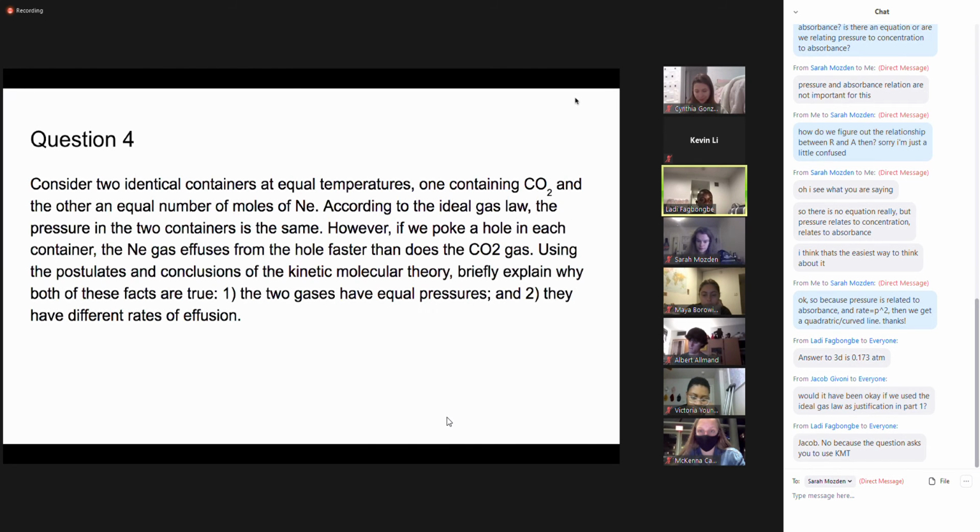Good job. So another way you could do it is to look at Graham's law of effusion. The rate of effusion is inversely proportional to the square root of the mass of the molecule. Another way of saying that is just heavy molecules effuse slower than lighter molecules. That also makes sense if you look at the root mean square speed equation. If you've got a heavier molecule, it's going to be moving slower, so it's going to effuse more slowly. So neon is lighter than carbon dioxide, so it's going to effuse faster.